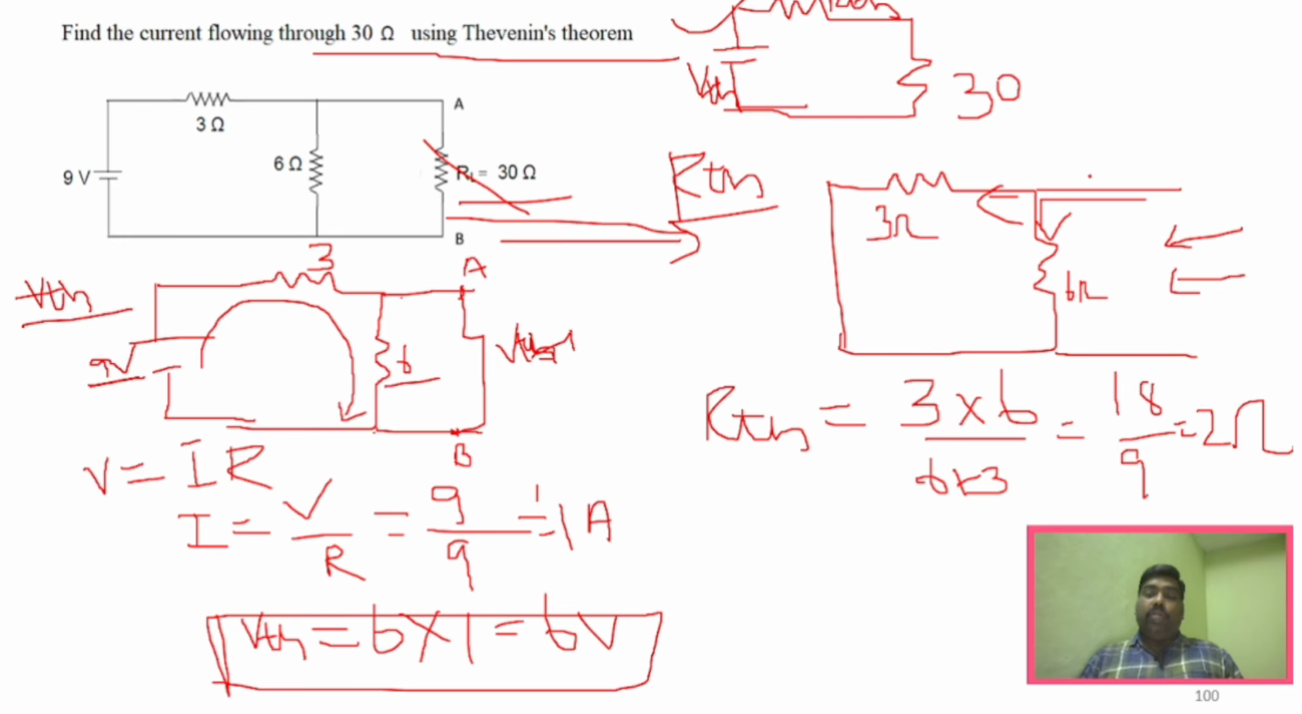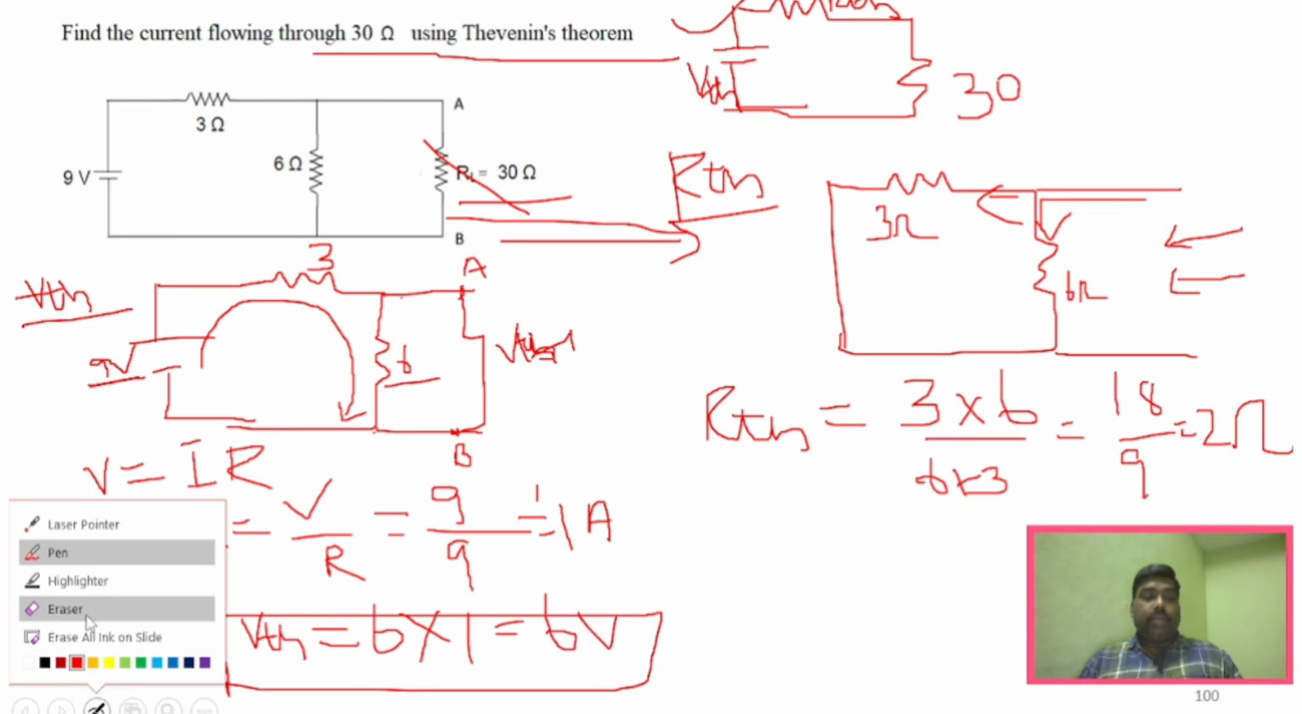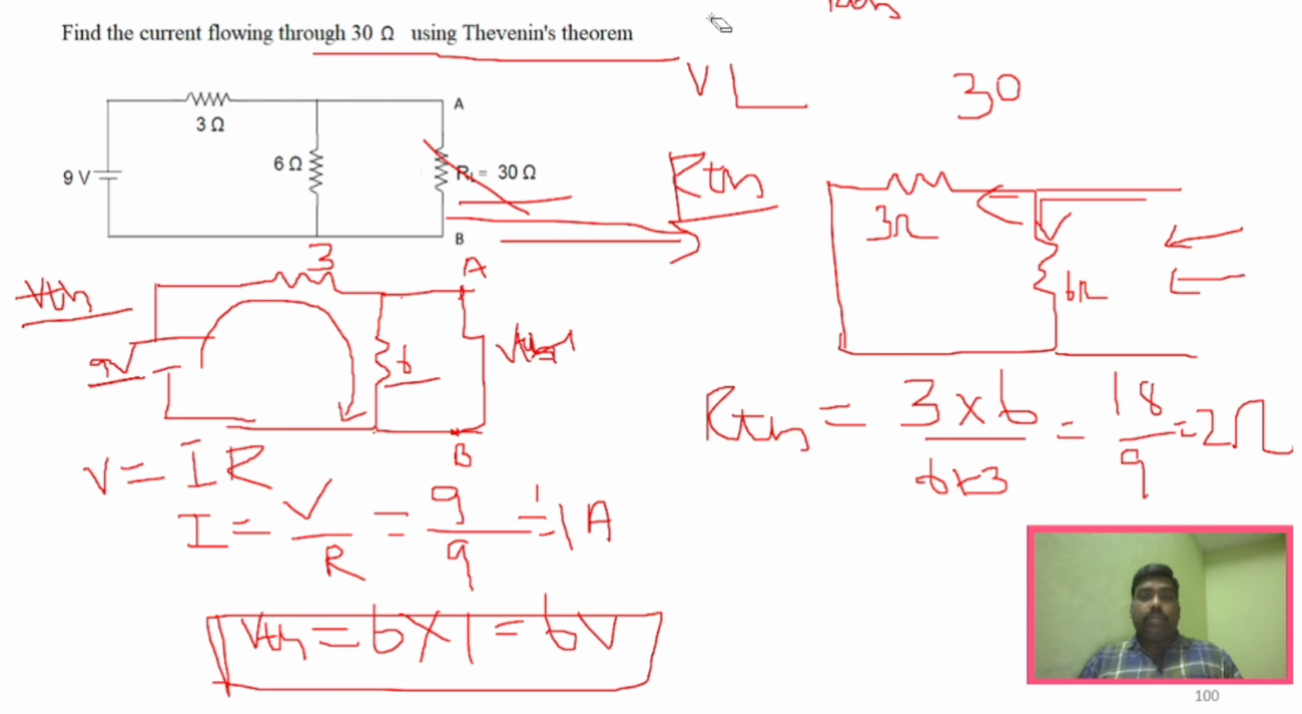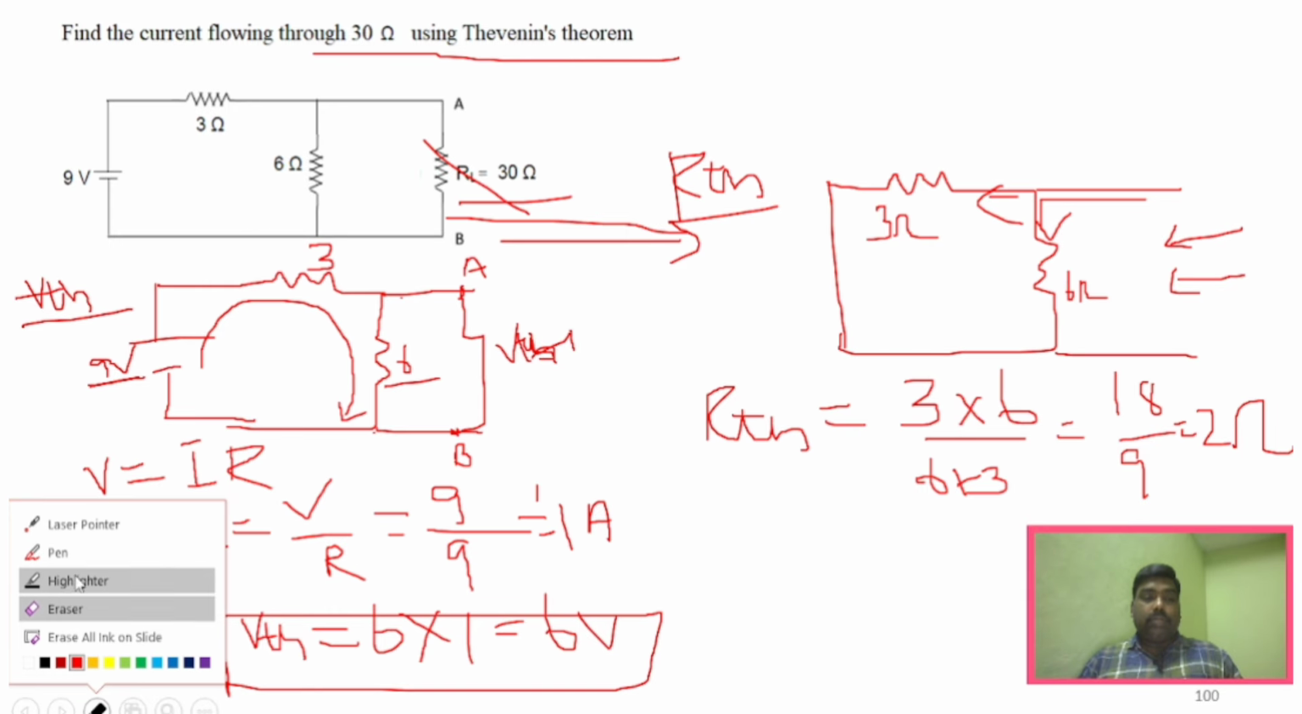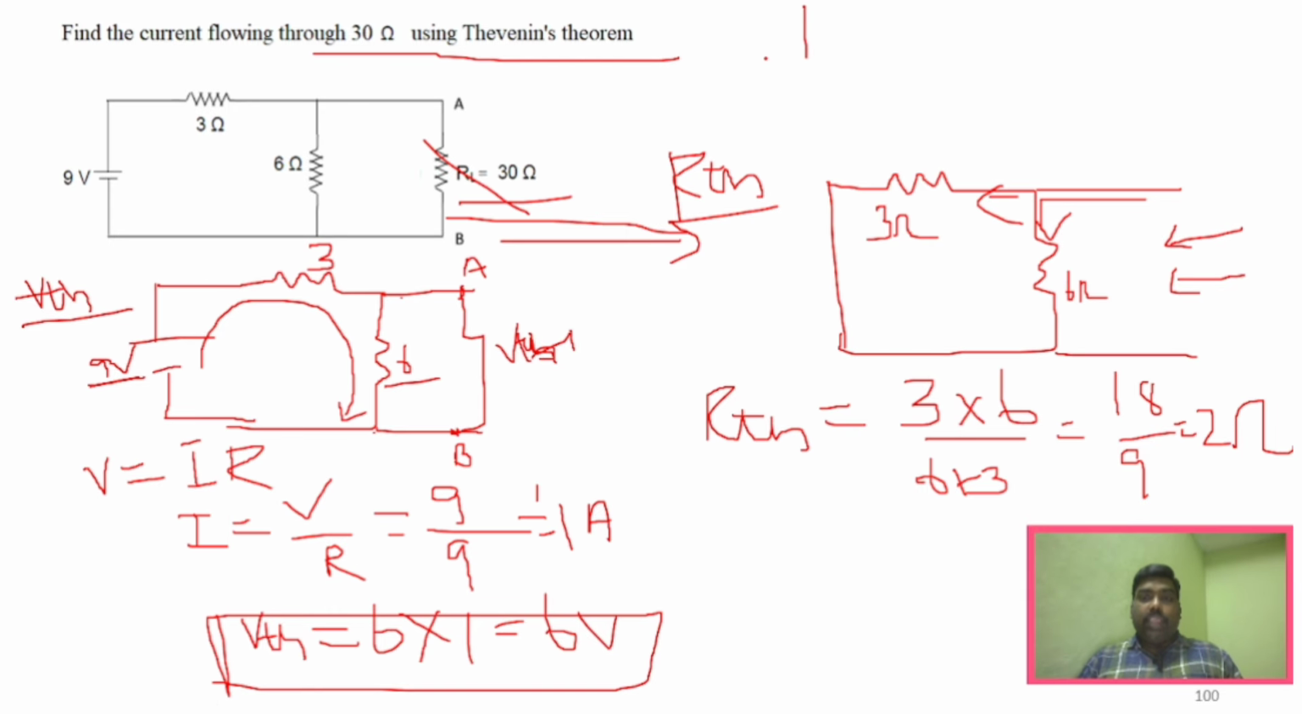Now we have found out what is RTH and VTH, correct? Now we have to substitute these values in the equivalent circuit. So we have already drawn the equivalent circuit here, right? So how will you draw the equivalent circuit? I'll draw it again. So now we need to find out the equivalent circuit. We have found out the RTH and VTH, right? So this is the equivalent circuit.